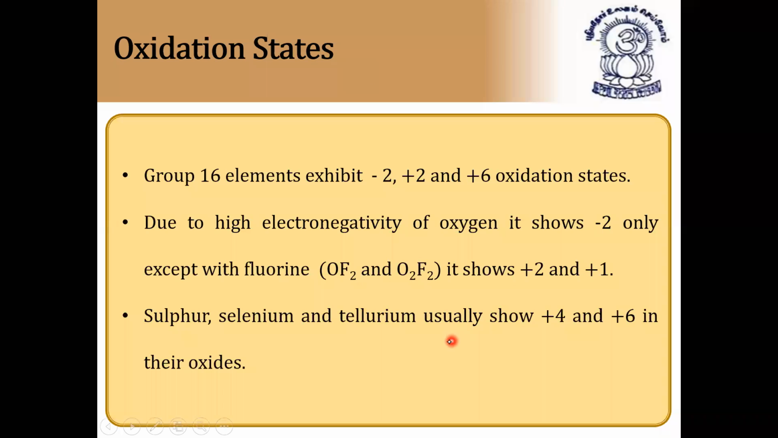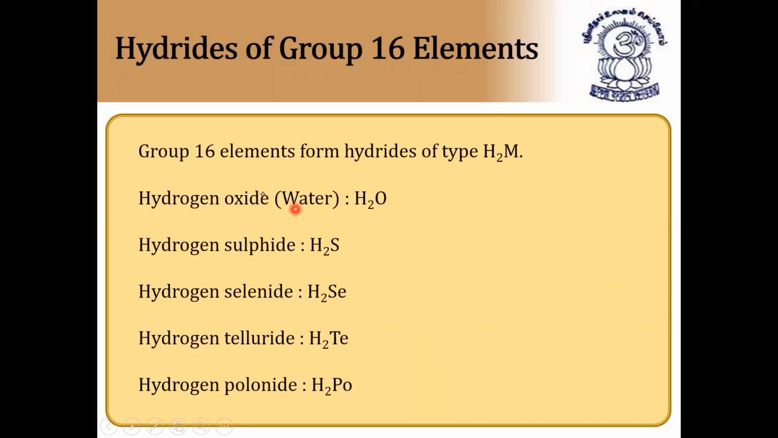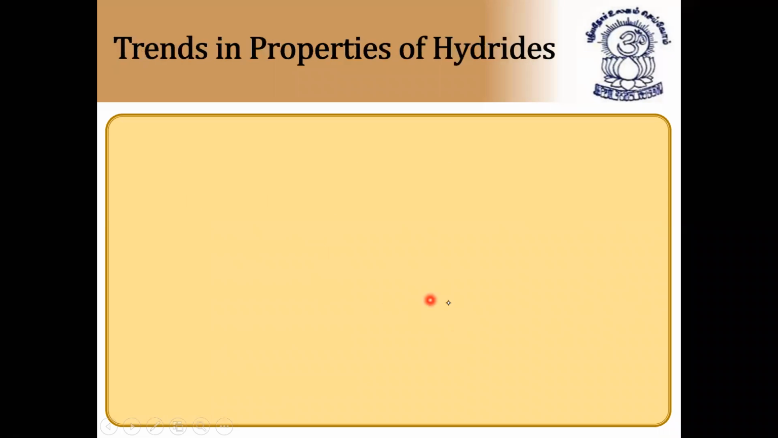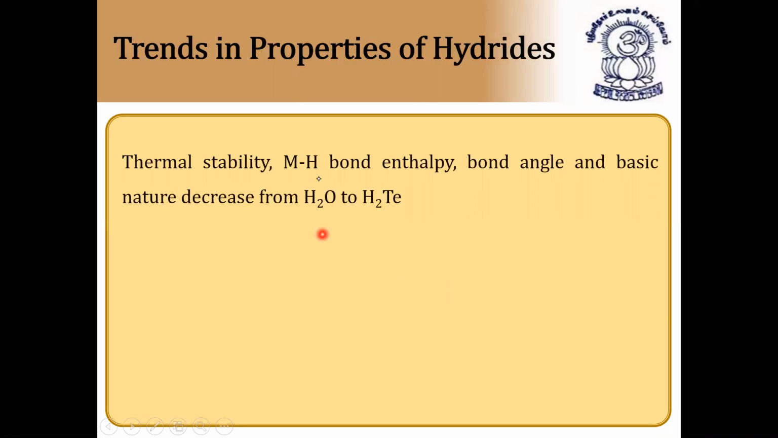Next, hydrides of group 16 elements. Group 16 elements form hydrides of the type MH2, where M is an element of group 16. Examples: water, hydrogen sulfide, hydrogen selenide, hydrogen telluride, and hydrogen polonide. Polonium is rare, so it will not usually form. So, trends in properties of hydrides.